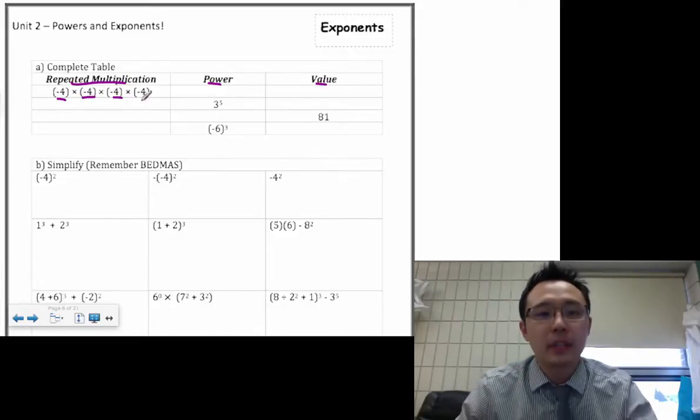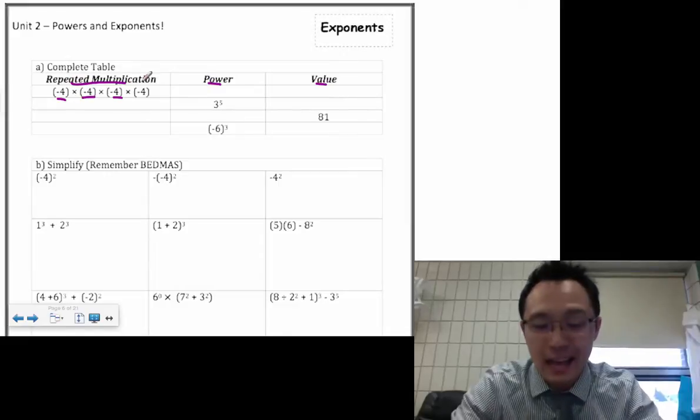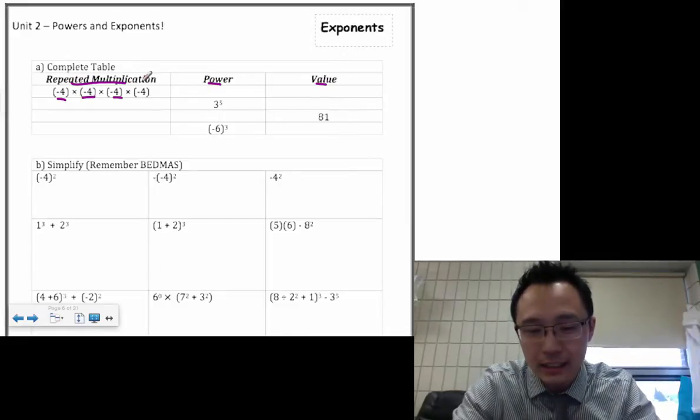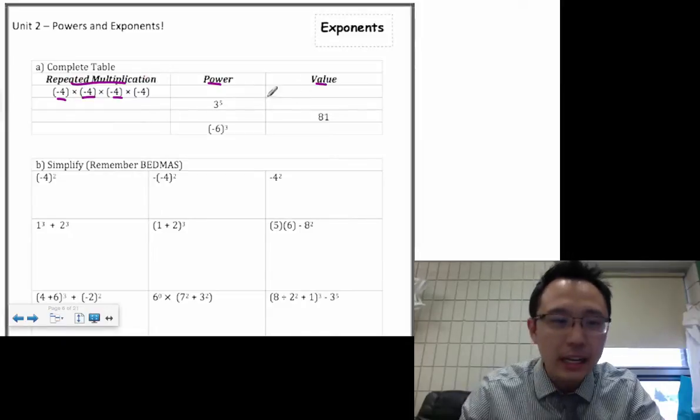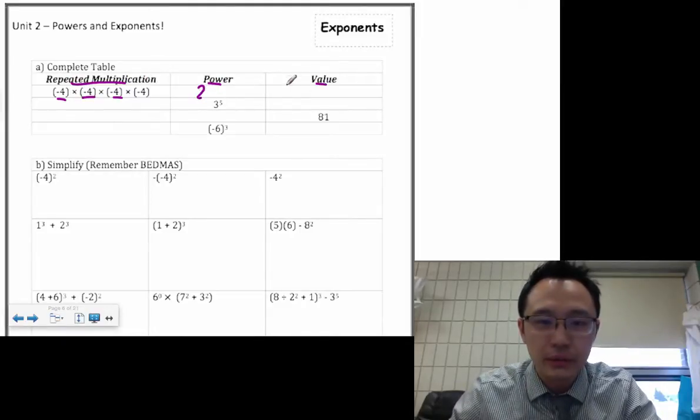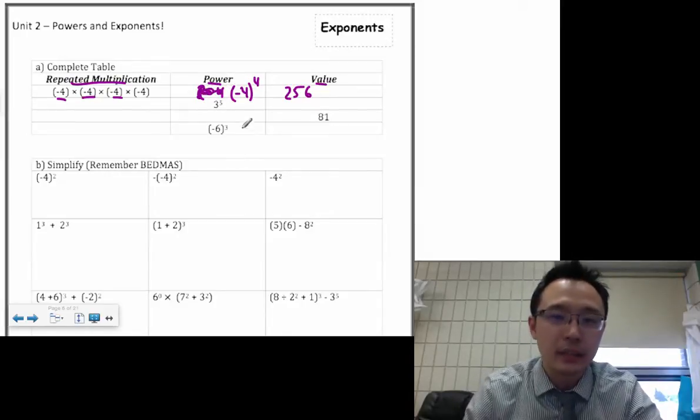-4 times -4 times -4 times -4, and the answer of that is, let me see, to the power of 4, I got 256. So the power is going to be 4 times, or basically -4 to the power of 4. That's the power, the whole thing written out.